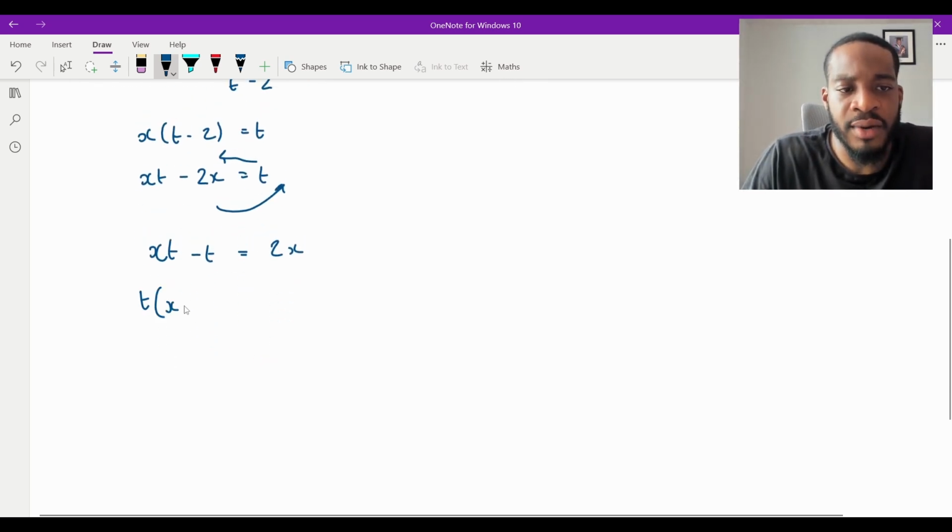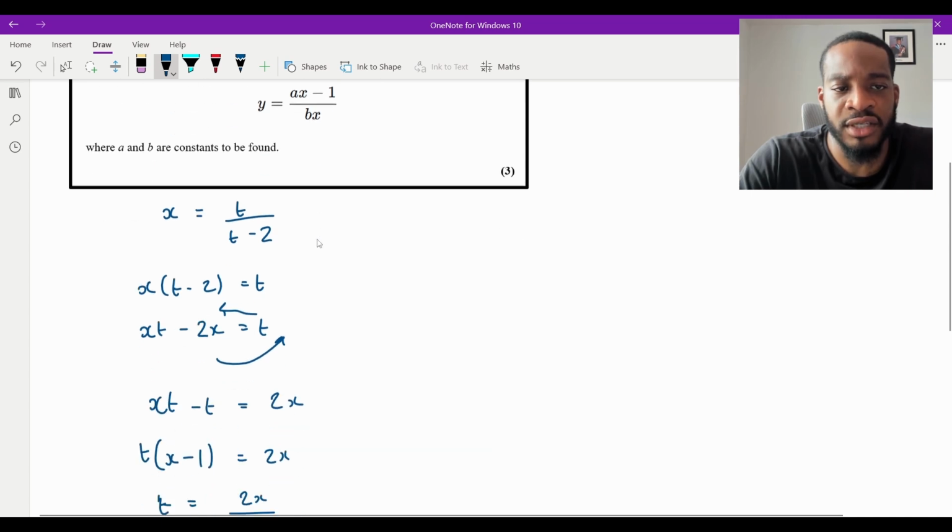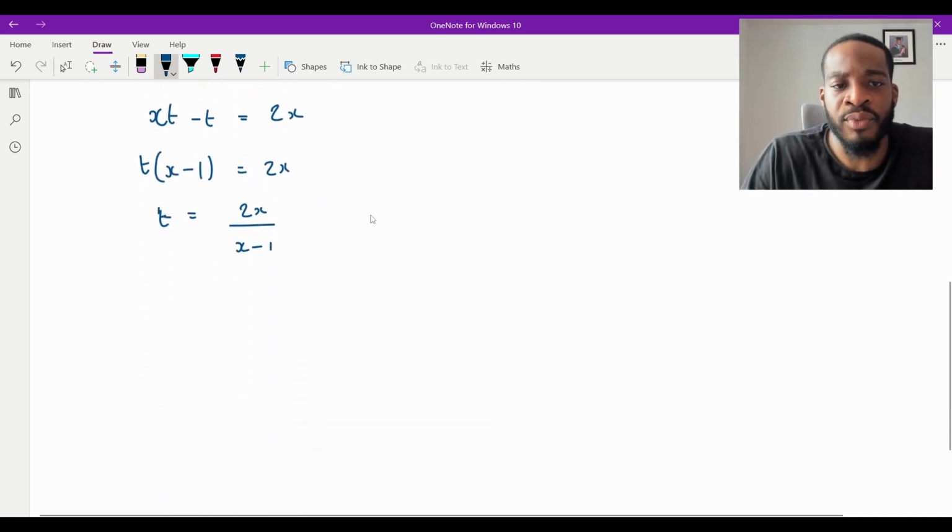Take out a t, it's going to be x minus 1 is going to equal 2x. So therefore, t is going to equal 2x over x minus 1, isn't it? Now that I've got t in terms of x, I can plug that into my formula for y, which is y equals 1 over t plus 3. So I write this here again. y equals 1 over t plus 3. And now I'm going to plug it in.